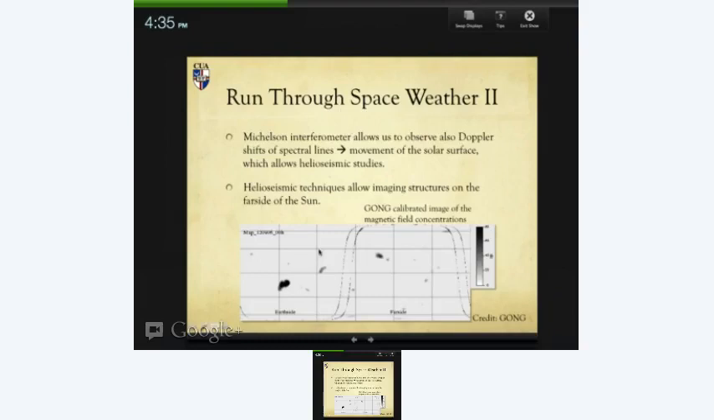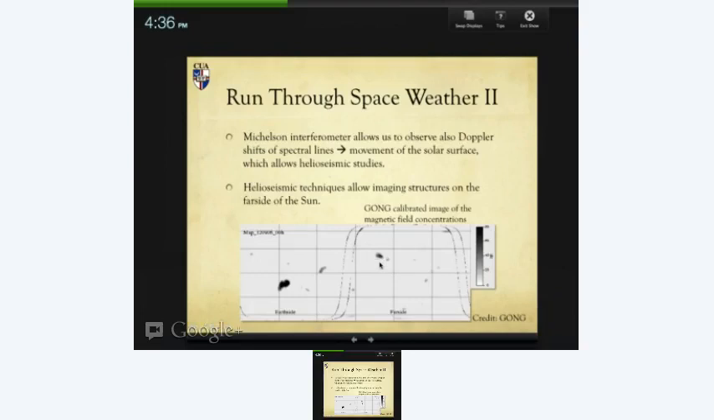So here's an example of this kind of far side product from GONG that I also created in real time. So here's the Earth-facing side, and these concentrations here now indicate more than a background typical magnetic field strength. And in addition to the Earth side, you also have information through these helioseismic techniques about the far side activity. So you can actually map these concentrations of the magnetic field on the far side of the sun using these helioseismic technologies.